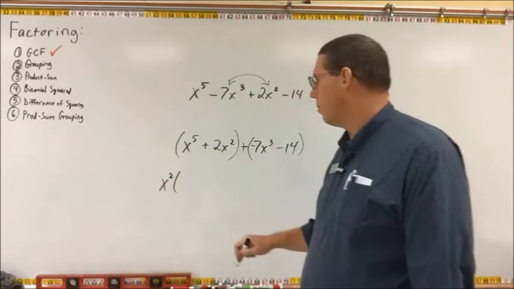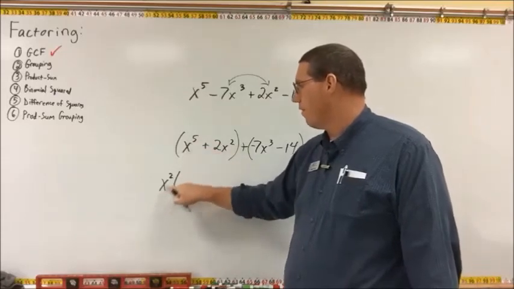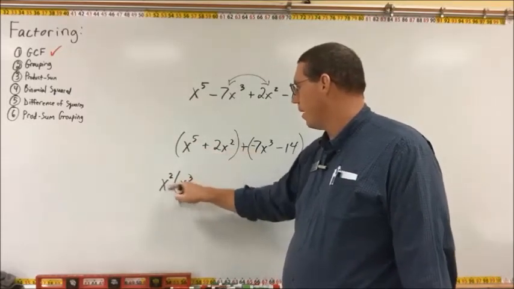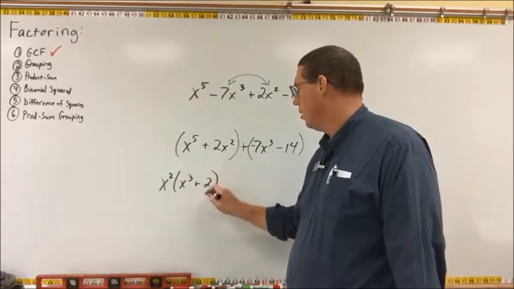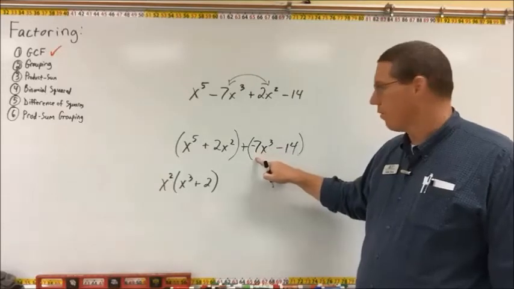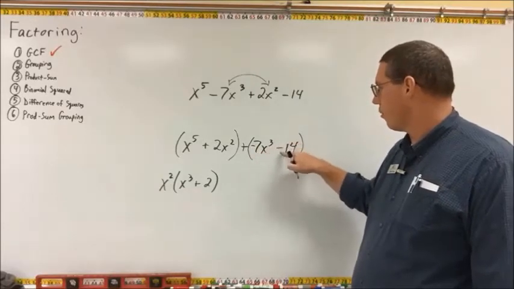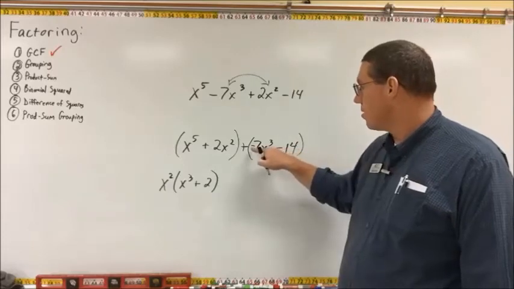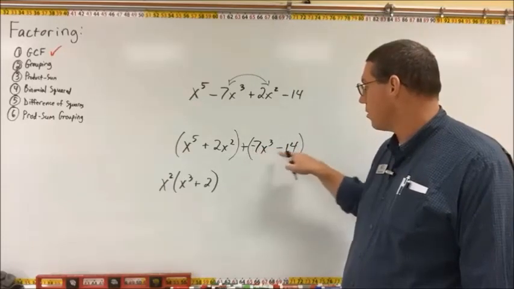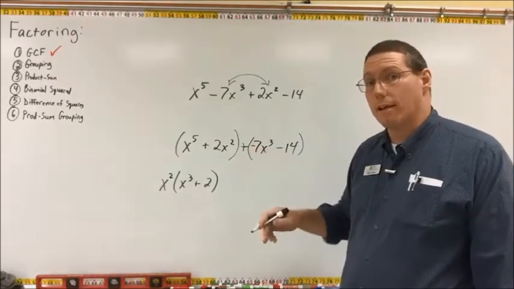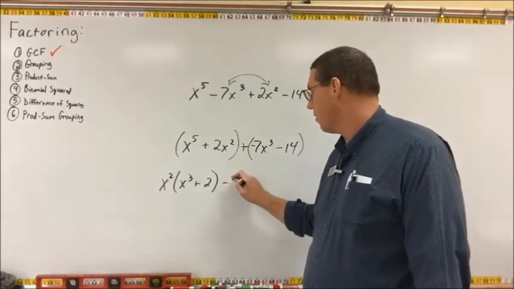So then we'll open a parenthesis. X to the 5th divided by x squared is x to the 3rd. 2x squared divided by x squared is just 2. Okay? So now, what's the greatest common factor over here? Negative 7x to the third minus 14. Well, there's no x's here, but negative 7. 7 goes into 7 and 14, right? And this is negative 7, so we're going to take out a negative 7.